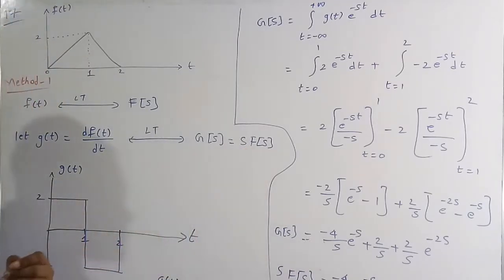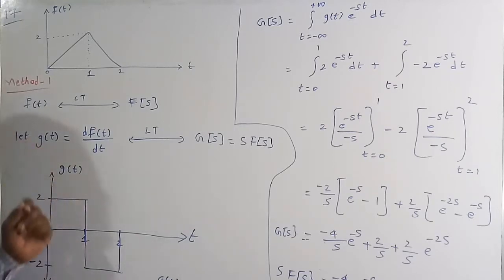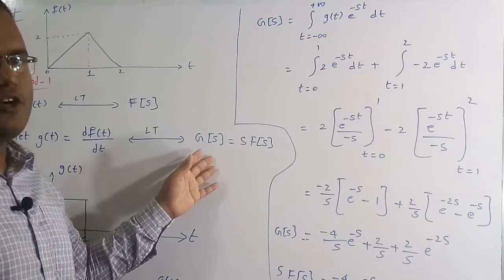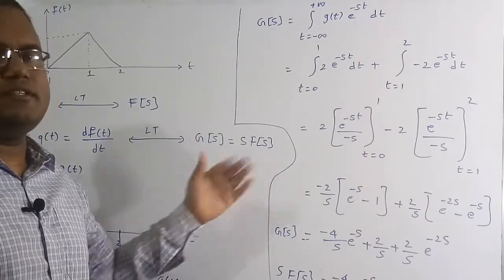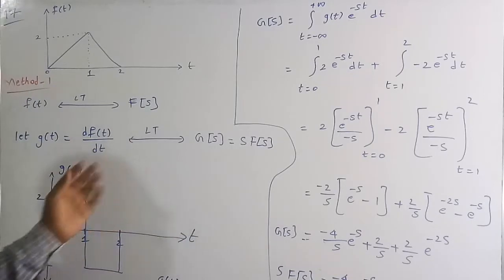So what I am going to do is construct another signal g of t. With the help of g of t I am going to find G(s), and then equate G(s) equal to s into F(s). Then I can figure out F(s). That is the concept here.